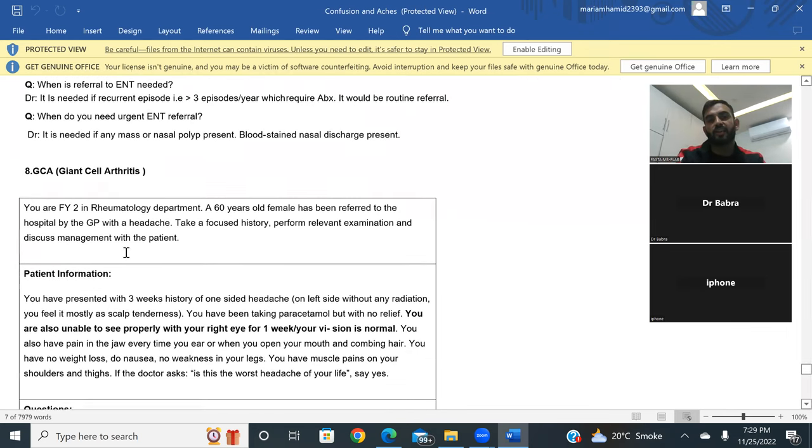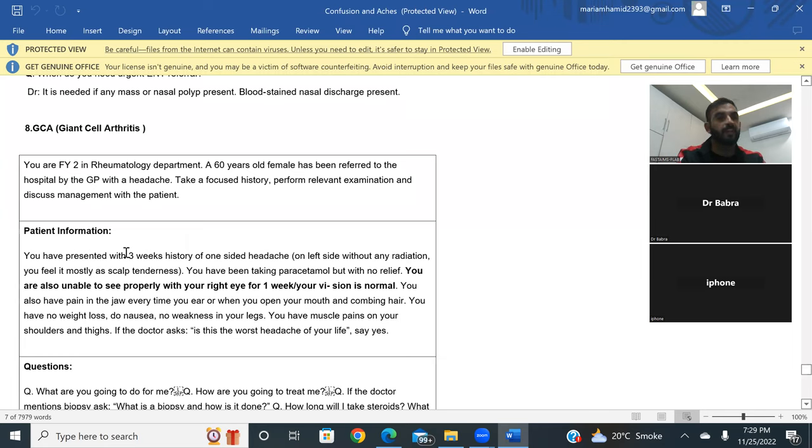Okay. Then the last scenario of today. Finally, this is the GCA scenario. And good news is that we have already done that. We have already done that in polymyalgia rheumatica. I'm just going to describe it a little bit because this is the scenario we have already done.